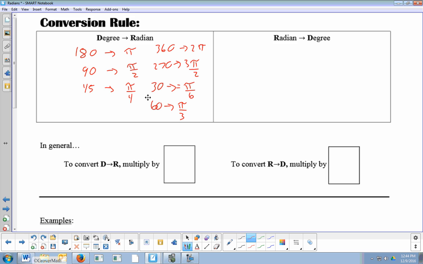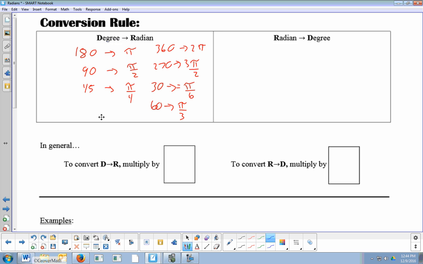So these are your special radians, degree things that you should get to the point where, when you see pi over 2, you got to think 90 degrees. When you see pi over 6, you got to think 30 degrees. Pi over 3, 60 degrees. But the most important is that 180 pi.